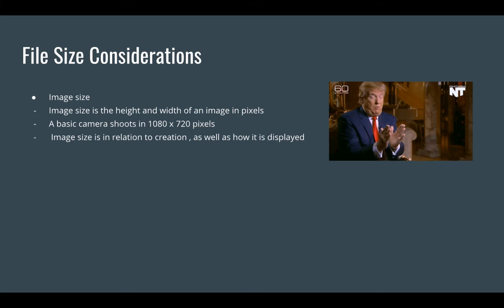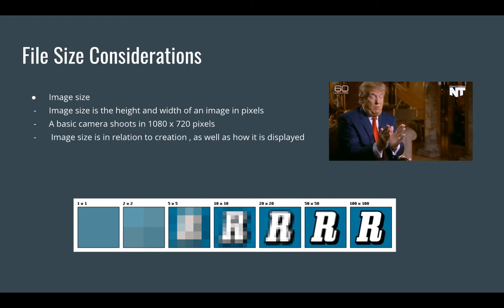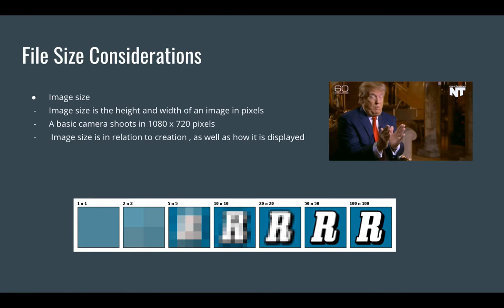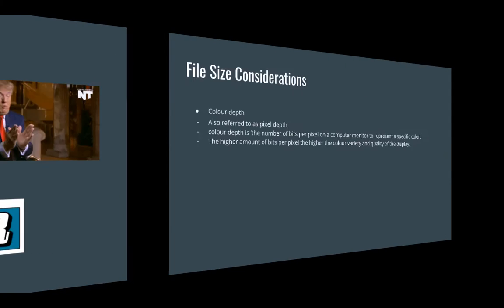Image size. Image size is the height and width of an image in pixels. A basic camera shoots in 1080 by 720. The image size is in relation to creation, such as filming, as well as how it is displayed, such as on a television or computer monitor. As technology improves, cameras and displays are able to produce better quality images, with some cameras such as the Red Epic being able to shoot in 8K.